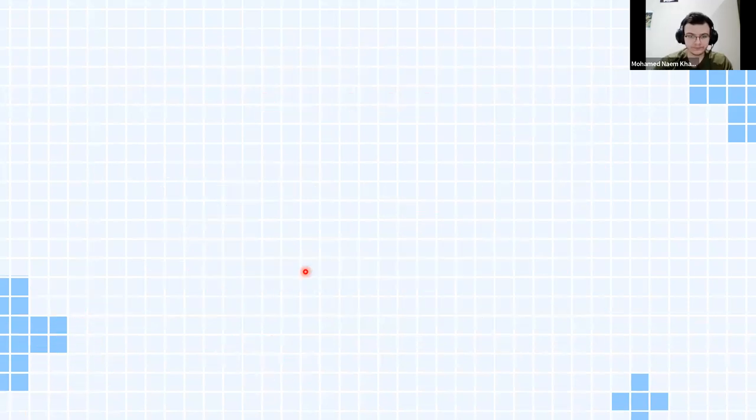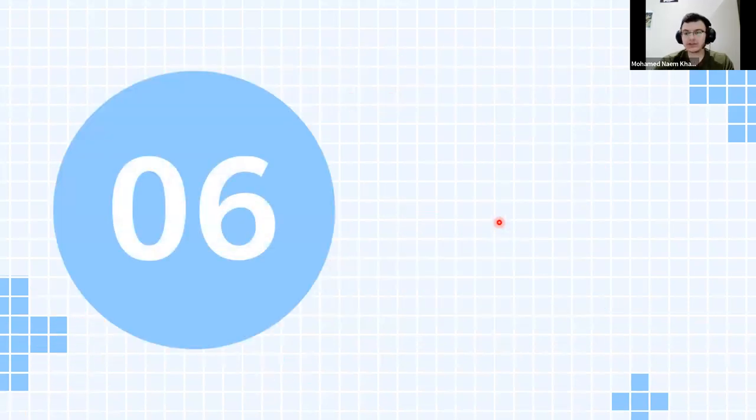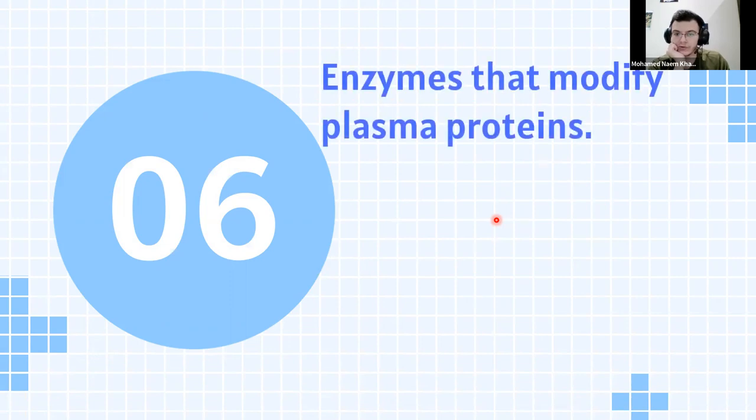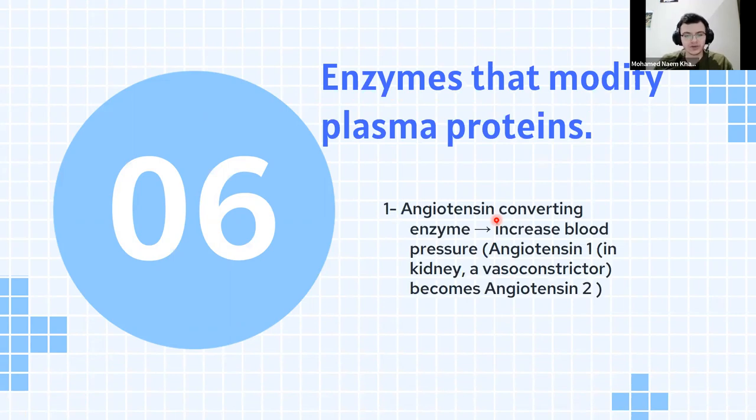It's very simple. Okay, now I think we reached the sixth and final function of endothelium. I know this part of the lecture is taking some time, but hang on guys, what matters at the end is you understanding everything. So the last one is enzymes that modify plasma proteins. Dr. Abdul-Jabbar again did not go into a lot of details in this one, so I'm not going to go into a lot of details. He just mentioned one enzyme.